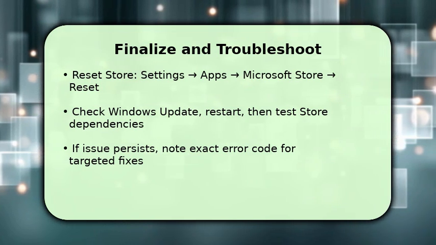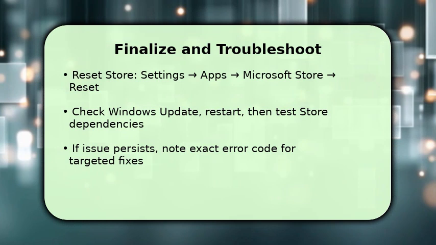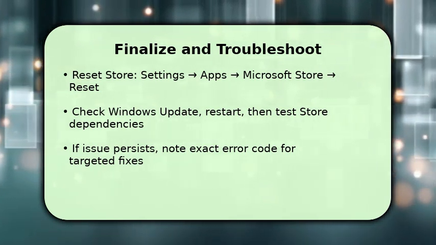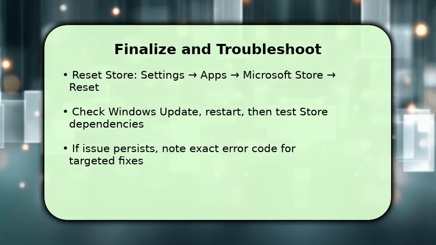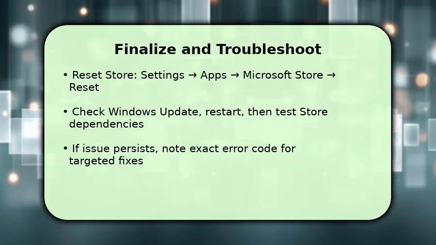If the Store still reports dependency failures, capture the exact error code and consult event logs for app service entries. That lets you target missing runtimes or package version mismatches. One key tip: if errors persist, create a new local admin user and test there to isolate profile corruption.